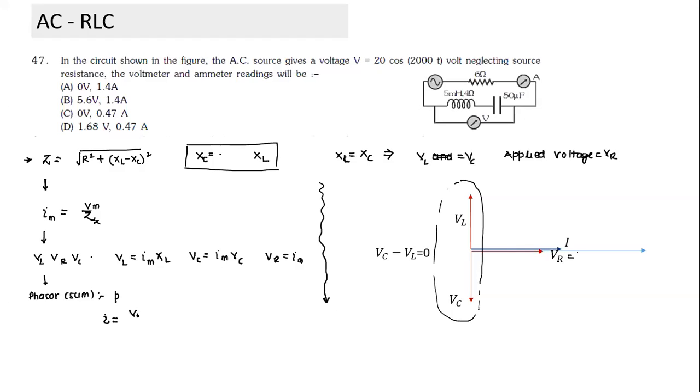RMS value, VRMS by Z. But how much is VRMS here? 20 by root 2. And how much will Z be equal to? Z will be equal to R, because Z is equal to 6. We substitute this value, we get our answer. Good, Kevin.